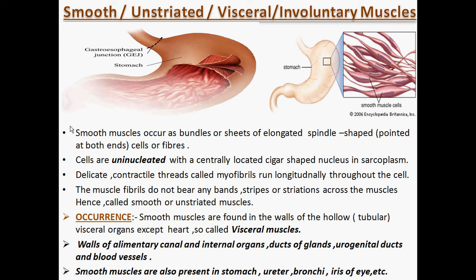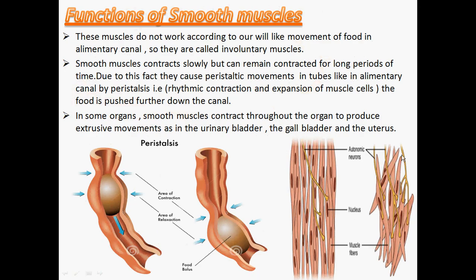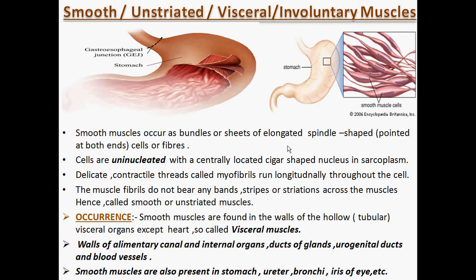So we understand the smooth muscles occur as bundles or sheets of elongated spindle shaped cells or fibers. If we take a cross section or peel certain layers of a stomach, we will see some kind of muscular tissues. And these muscular tissues are in the form of bundles or sheets of spindle shape, that means pointed at both the ends. You can see in this figure, these are the cells which are pointed at both the ends. That is why they are named as tapered or spindle shaped.